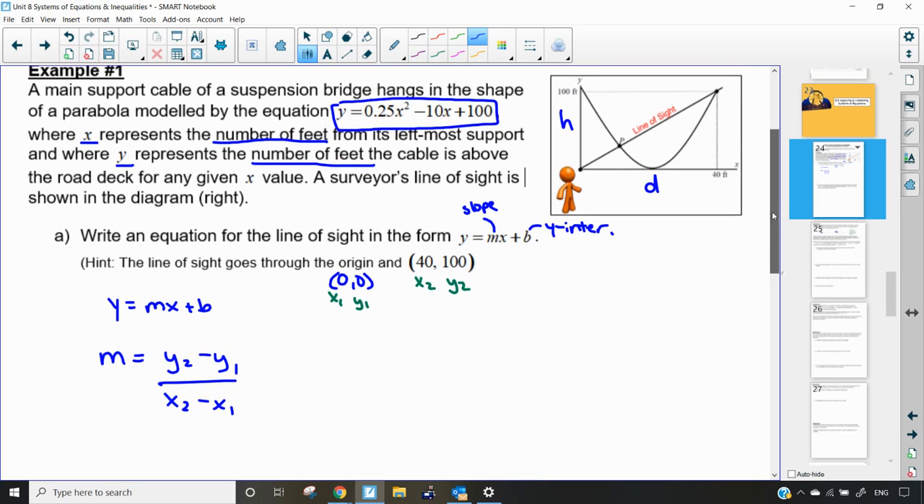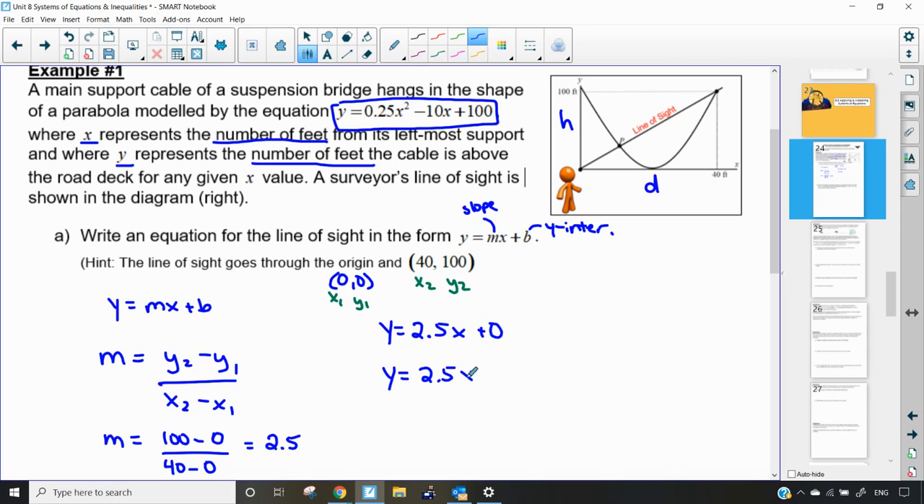And then we can substitute in those values. So we have m equals 100 minus 0 divided by 40 minus 0. That gives us 100 divided by 40, and I'll write this as a decimal. If it's a nice decimal, we can leave it as a decimal. Sometimes we have repeating decimals, so we'd have to leave it as a fraction, but we do want our answer to be exact. Now, we have a slope of 2.5, and we're told that the line goes through the origin, meaning our b value is 0. So I have y equals 2.5x plus 0, which can just be reduced to y equals 2.5x.